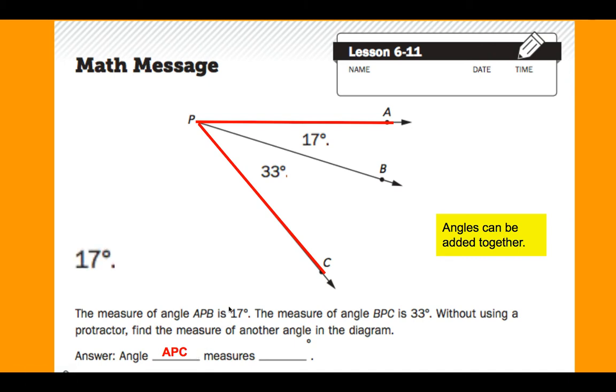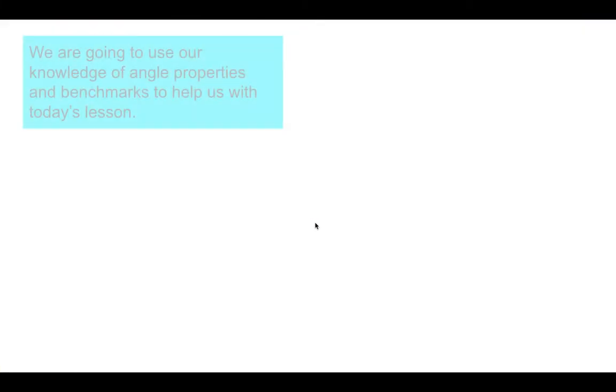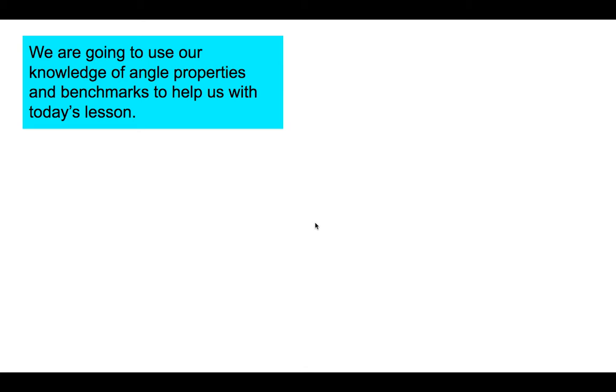So we've got 17 degrees, which is the measurement of APB, and we're going to add that to 33 degrees, which is the angle BPC. When you add those together, you get 50 degrees. So that's going to be the measurement of our new angle. APC is 50 degrees. All right, so now what's next? Well, we are going to use our knowledge of angle properties and benchmarks to help us with today's lesson.